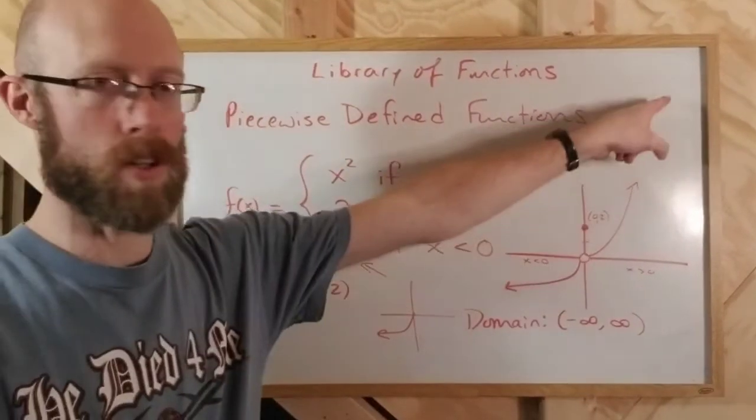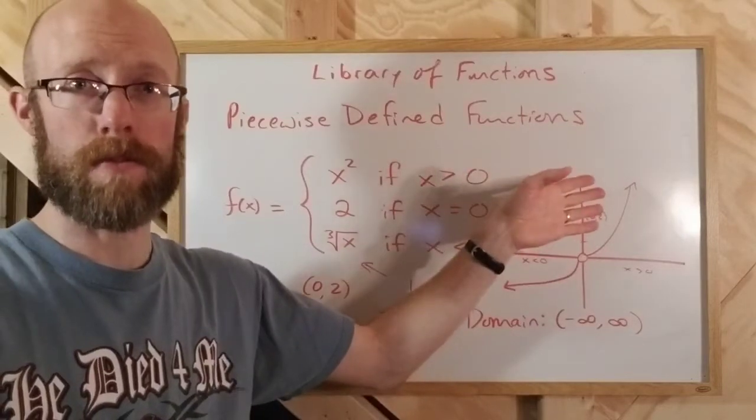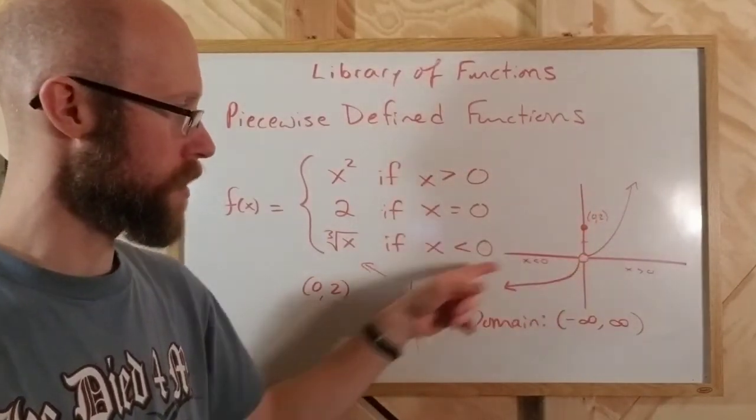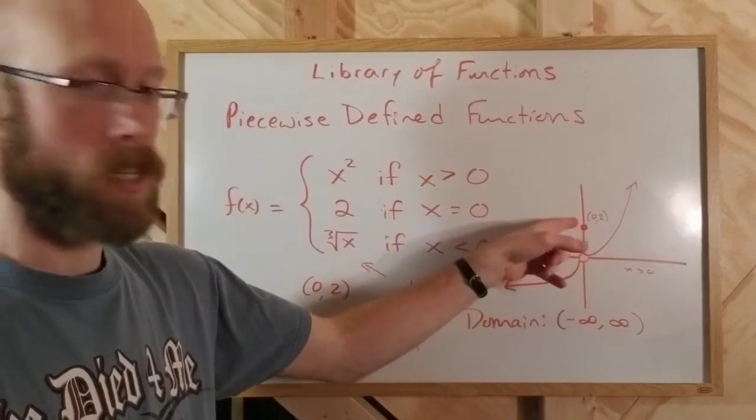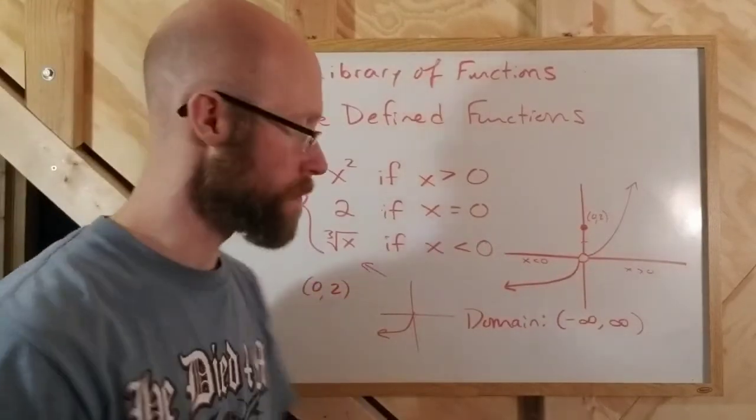The right-hand side is all covered by the graph. Left-hand side is all covered. And 0 itself actually does have a point, so that's covered as well.